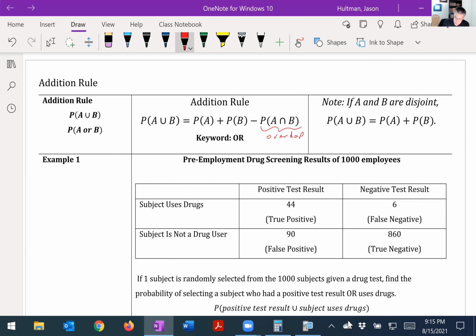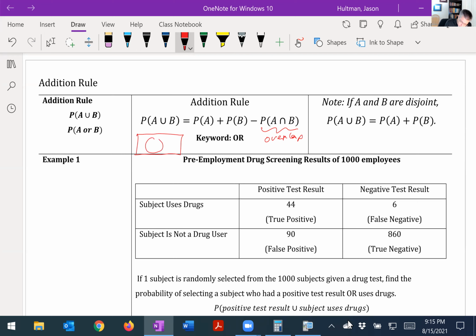If A and B are disjoint, let me write that a little bit better. Overlap. It's hard to write on the screen. So if they are disjoint, it means that they have no overlap. Then it's just the probability of A plus the probability of B. Let's look at the Venn diagrams on these.